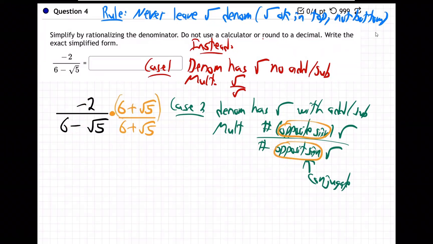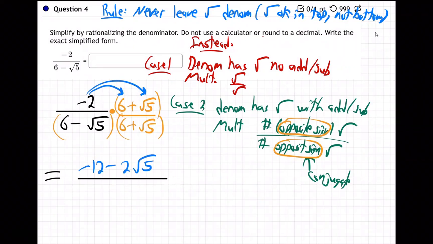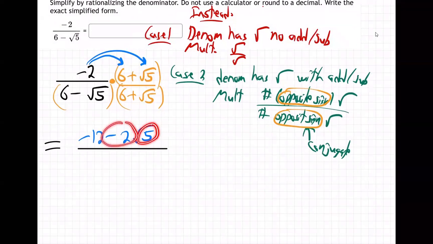Okay, now let's put parentheses here. Now we have to just multiply this all the way out. So what will this equal? On the top, this minus 2 is going to go there and there. So minus 12 minus 2 root 5. See what happened there? This minus 2 times 6 made minus 12. And when the minus 2 multiplied the root 5, it had to stay in the front, because remember, outsiders interact with outsiders, insiders with insiders. So this minus 2 and root 5 stay separated, because the 5 is an insider, the minus 2 is an outsider.